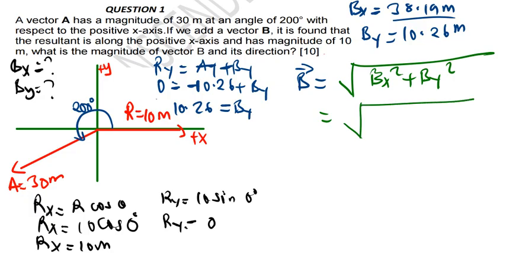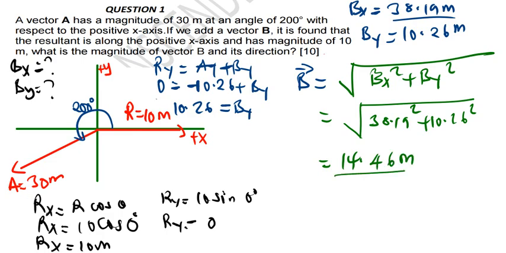So my bx is 38.19 squared plus 10.26 squared. Those having calculators, what are you finding? The answer I get is the square root, I'm getting 14.46. Can you confirm?